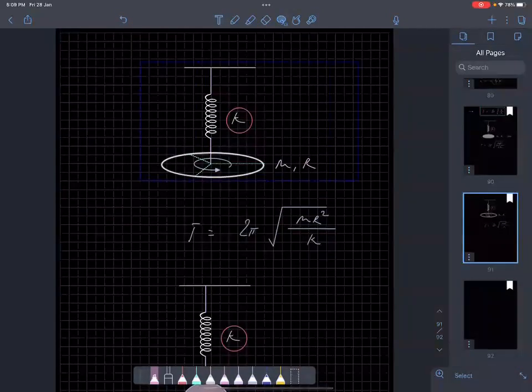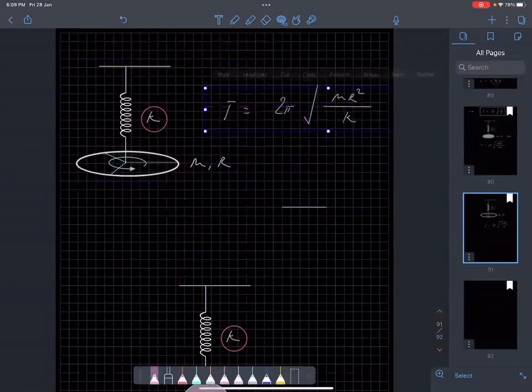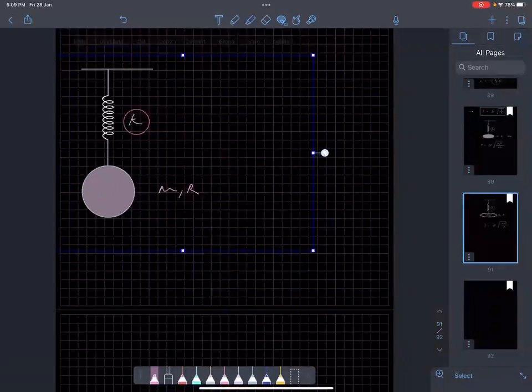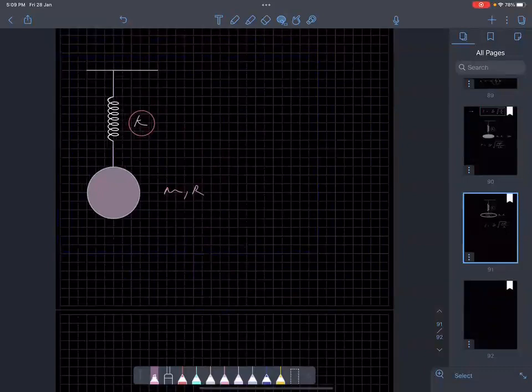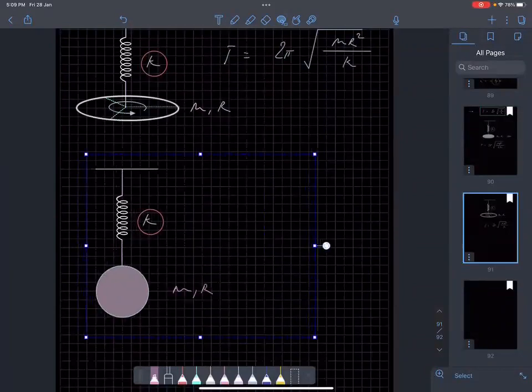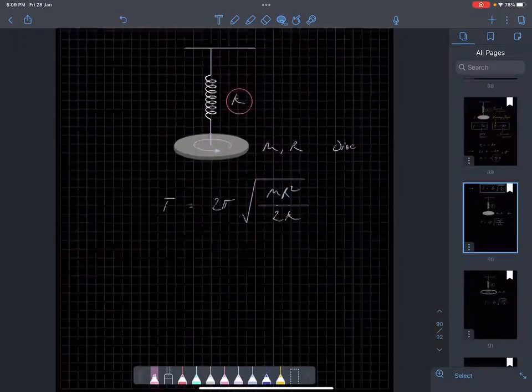One thing I'll do, I'll write this on this side. But this is different from the first problem. The only difference is the moment of inertia is through a different axis here, perpendicular to that axis.